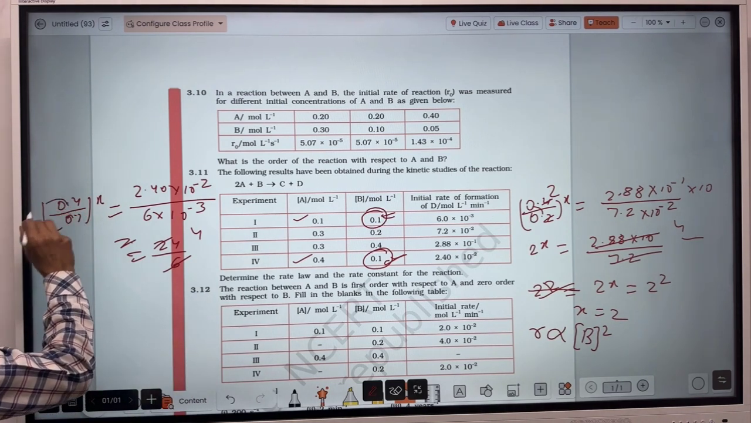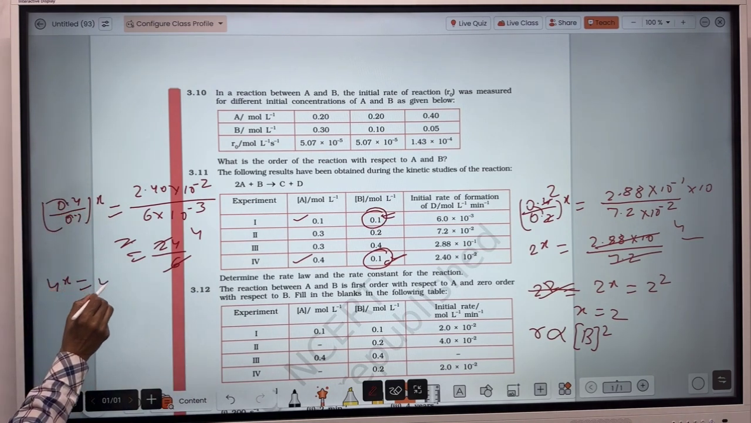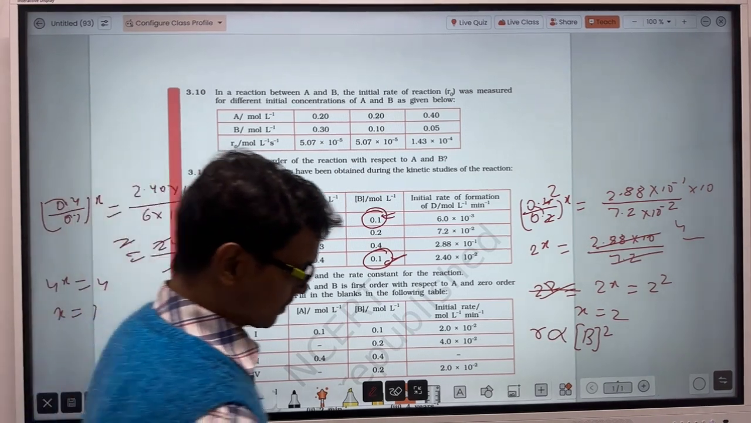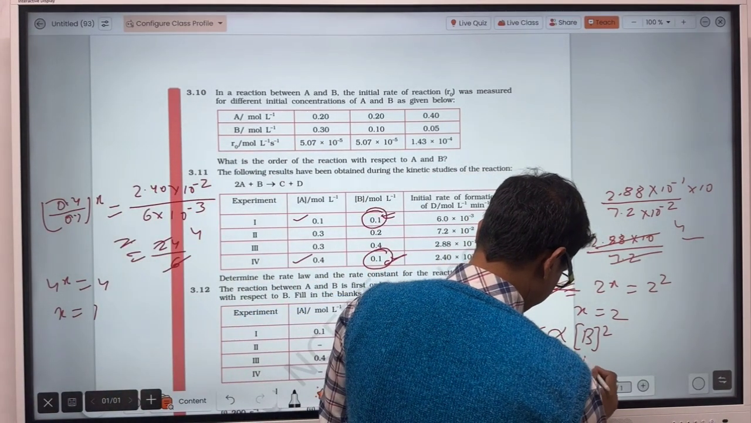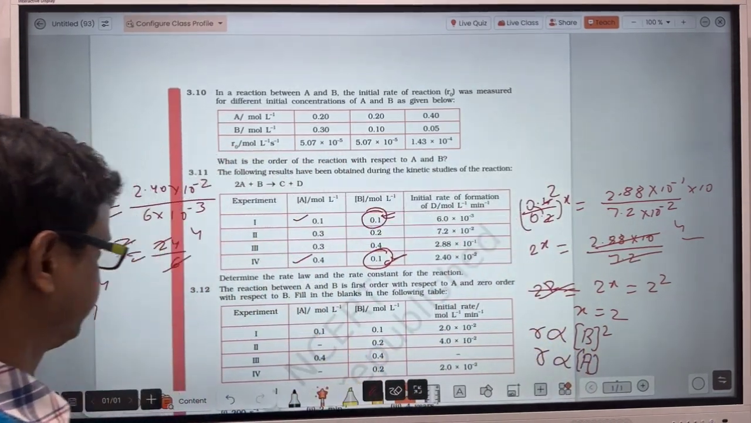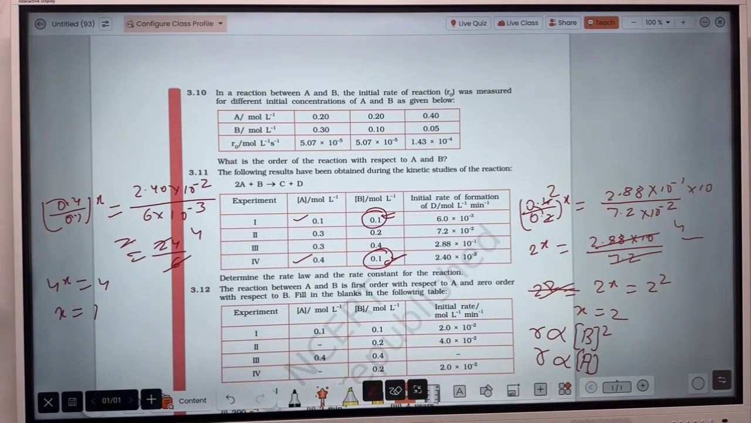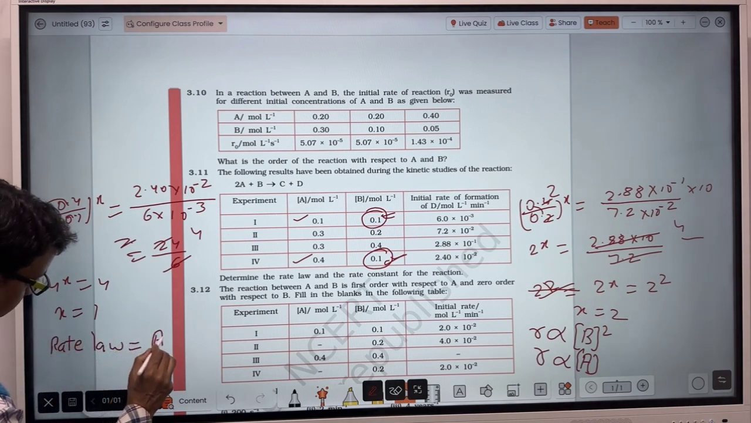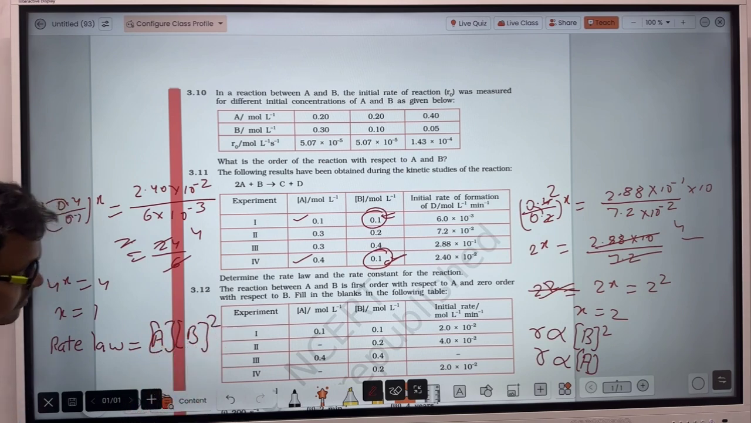So now this cancels out. 4 to the power x equals 4. That means x equals 1. So the rate of reaction is directly proportional to the concentration of A. Now the rate law expression will be: rate law will be the concentration of A into the concentration of B, that's square.